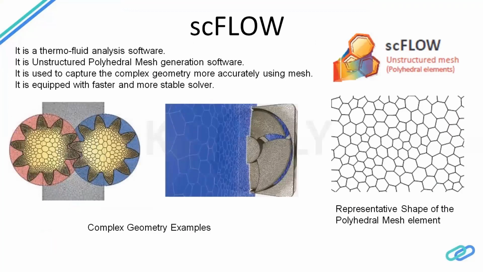Now coming to SC Flow, it's a thermofluid analysis software. It uses an unstructured polyhedral mesh. The polyhedral mesh looks like a hexagon-type honeycomb structure, which is the representative shape on the right-hand side. It is capable of capturing complex problems like the one shown, where two gears are merged together, or a complex fan model with curves and pitch. These elements are very useful in capturing those areas because they have a larger capturing area when compared to the other two.